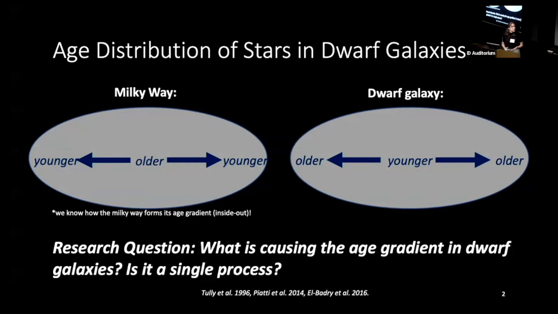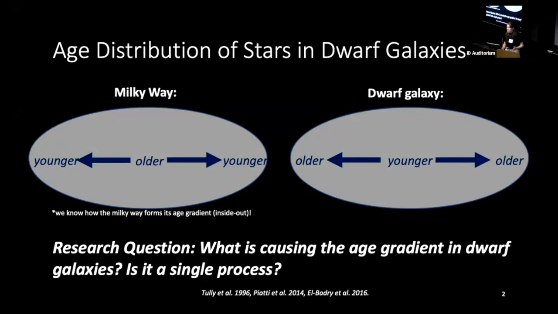Why do I care about the stellar age distribution of stars in dwarf galaxies? When we look at Milky Way galaxies, we see that their age distribution has older stars in the center and younger stars as you move radially outward. And we know how this is formed. We know that the Milky Way forms its age gradient via inside out. I don't have much time to go into that.